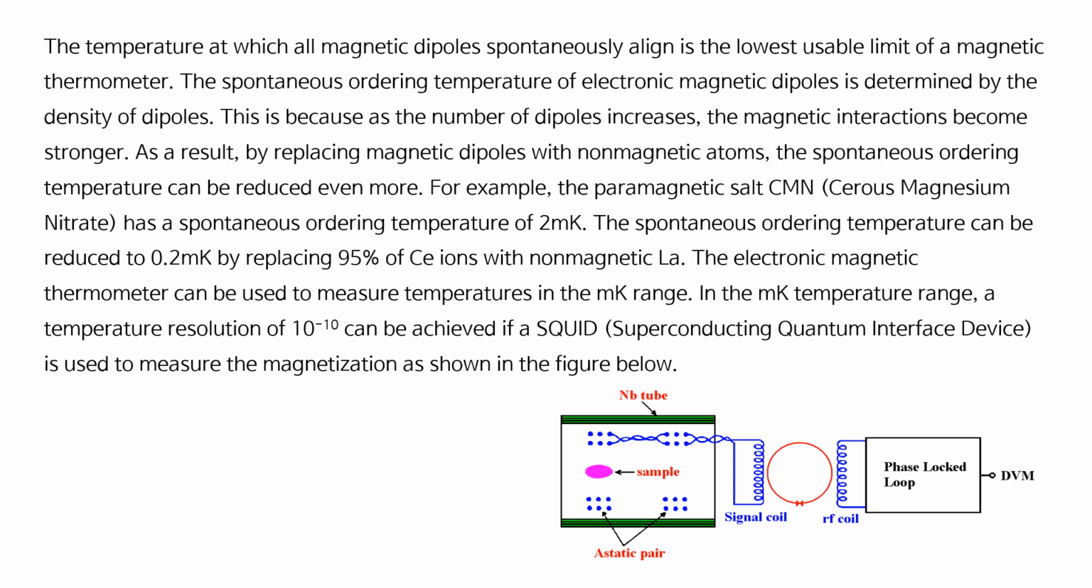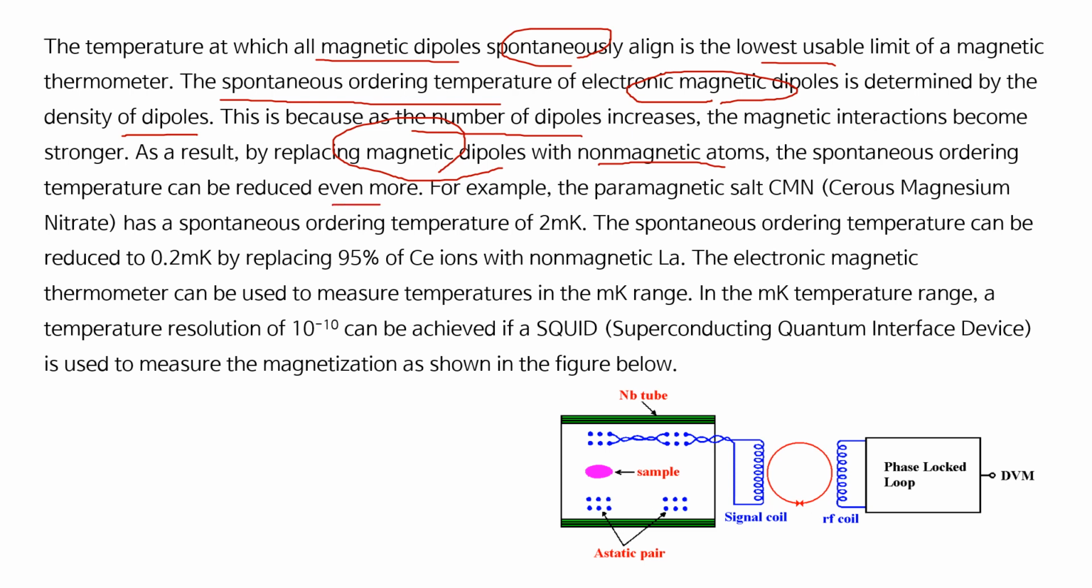The temperature at which all magnetic dipoles spontaneously align is the lowest usable limit of the magnetic thermometer. The spontaneous ordering temperature of electronic magnetic dipoles is determined by the density of dipoles. This is because as the number of dipoles increases, the magnetic interactions become stronger. As a result, by replacing magnetic dipoles with non-magnetic atoms, the spontaneous ordering temperature can be reduced even more.